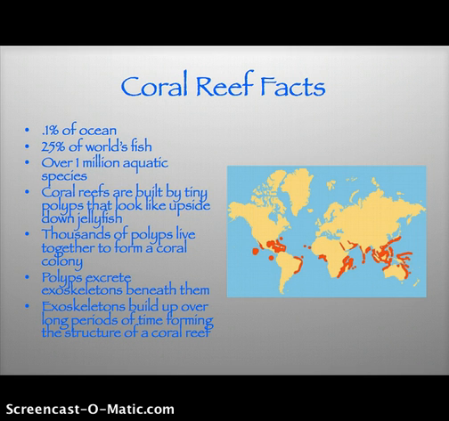Coral reefs are built by tiny polyps that look like upside-down jellyfish. Thousands of polyps live together to form a coral community. Polyps excrete exoskeletons beneath them. Remember, an exoskeleton is a skeleton that is outside of the body. These exoskeletons are limestone and build up over long periods of time, which forms the structure of a coral reef.